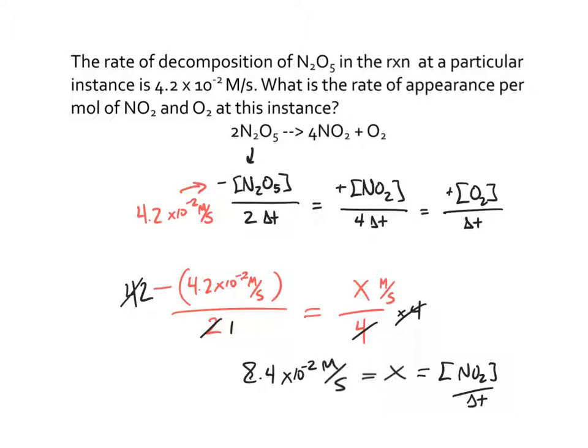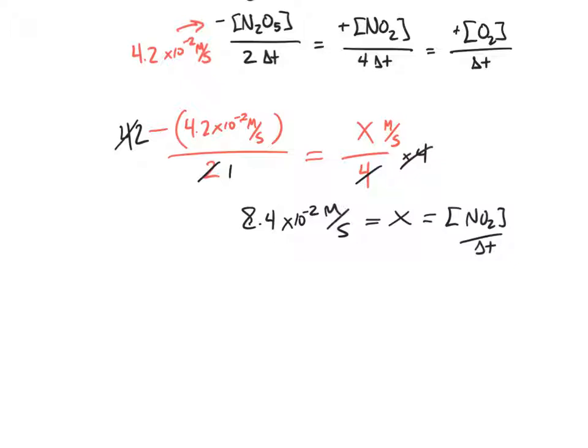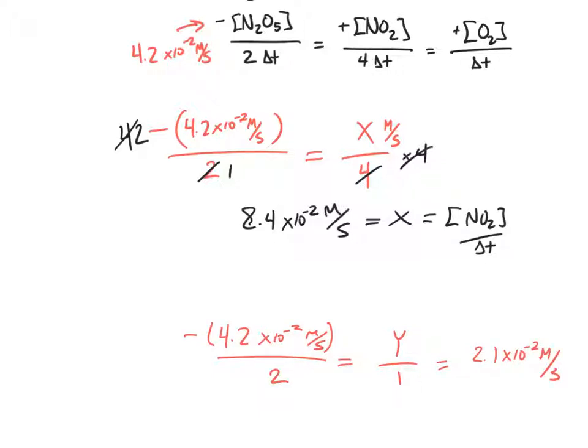But I need to calculate the same for O2. So I'm going to do the same thing as I did before. I'm going to do 4.2 times 10 to the negative second molarity per second over 2 is equal to Y, and I'm going to call Y the concentration change per time of oxygen over 1, because the stoichiometric coefficient of the O2 is just 1. So this is easy, you just solve for Y. When you take 4.2 times 10 to the negative second and divide by 2, Y should equal 2.1 times 10 to the negative second molarity per second.